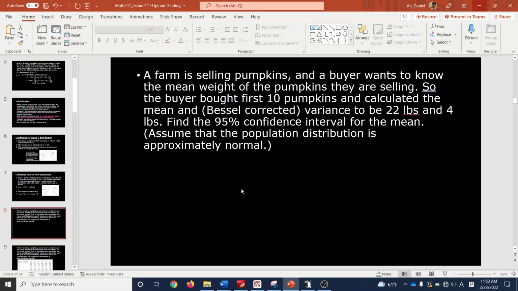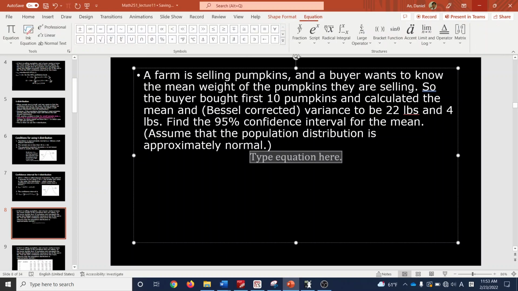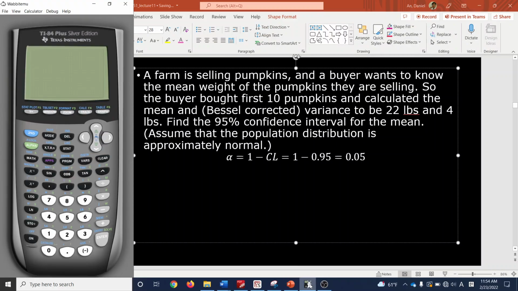So what we can do is say that alpha, the significance level, is 1 minus the confidence level. So that's 1 minus 0.95, which is 0.05, right? And then we go to the calculator to do the inverse t. You can go to second vars and go to inverse t. I noticed that the TI-82 doesn't have inverse t. So in that case, you'll have to use the table. I'll show you how to use the table to get the same result.